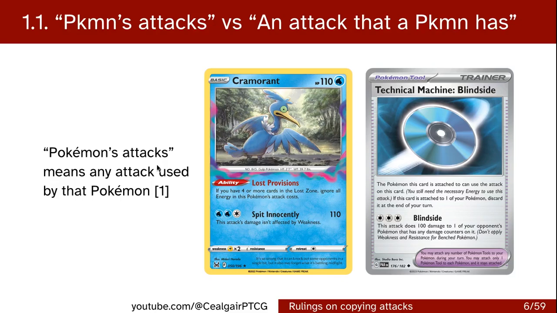So, Pokemon's attacks is wording that means any attack used by that Pokemon. For example, here we have Cramorant, which has an ability that says if you have 4 or more cards in the lost zone, ignore all energy in this Pokemon's attack costs. This ability applies both to the attack cost of Spit Innocently, which is an attack printed on Cramorant, but also to any other attack Cramorant may use. So, for example, if Cramorant has Technical Machine Blindside attached and you have 4 or more cards in the lost zone, then you do get to use the Blindside attack, ignoring its cost.